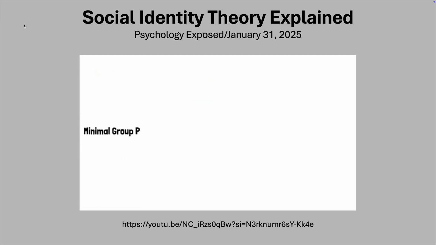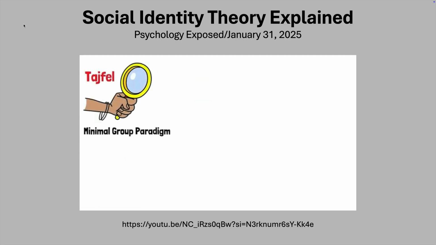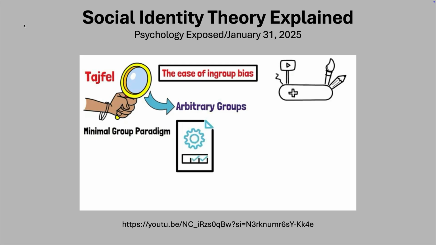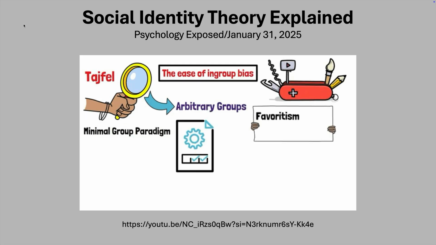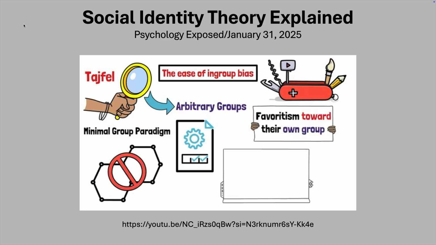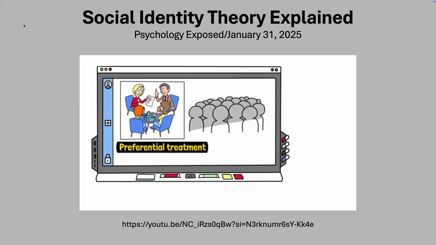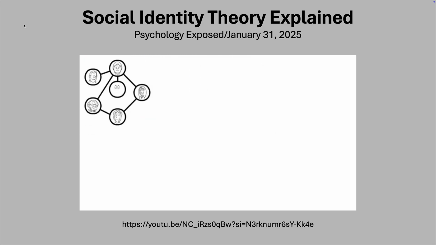The minimal group paradigm, a famous experiment by Tajfel, highlights the ease of in-group bias. In this experiment, participants divided into arbitrary groups based on trivial criteria, such as art preferences, displayed favoritism toward their own group, even without any prior bond. This outcome reveals that simply categorizing into groups can trigger preferential treatment, regardless of the group's significance or the members' similarities. Social identity theory also explains phenomena like ethnocentrism and prejudice.